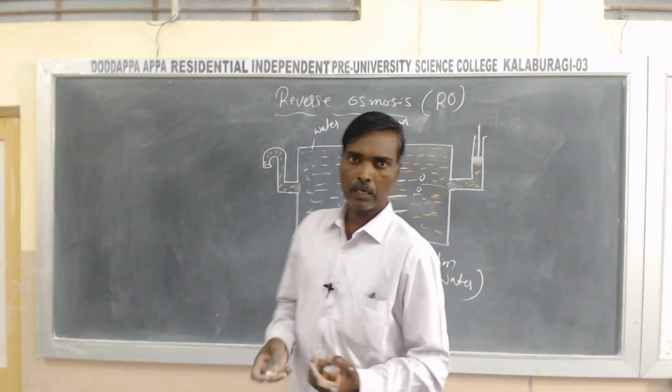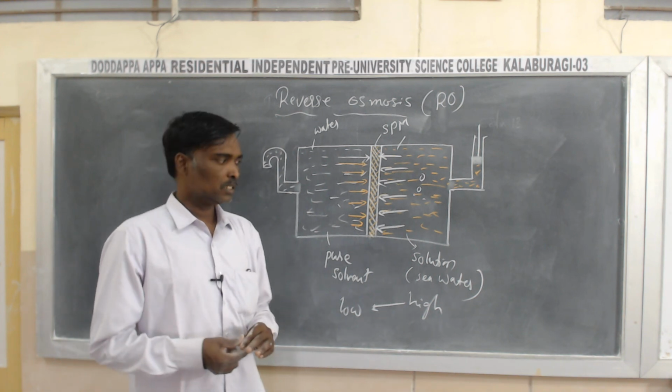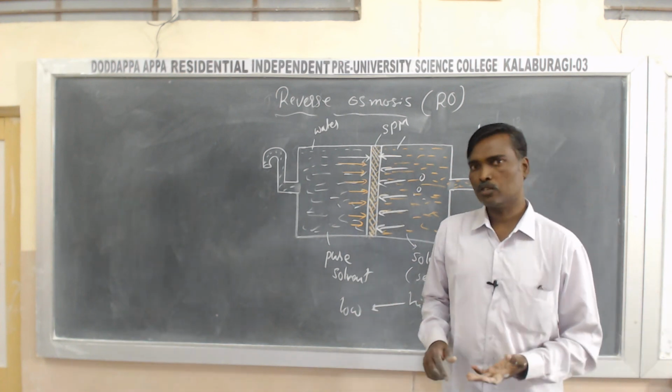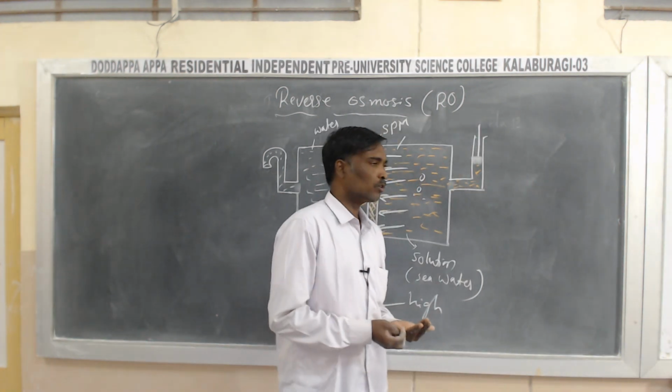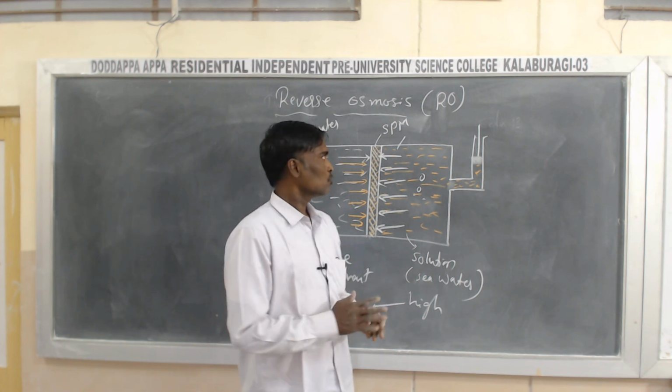Now students, that is all about osmosis. It is also one of the colligative properties. So till now we discussed the four colligative properties, and also we solved one or two numericals on these colligative properties. And today I stop here only.